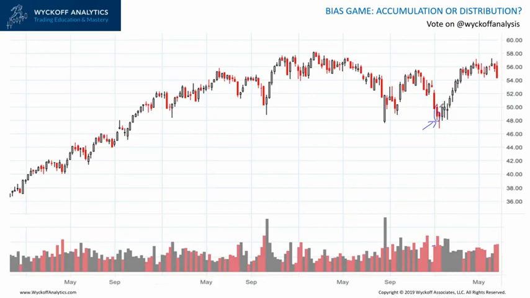let's look at this bar. Yeah, this bar right here has some kind of demand behind it because we had so much progress to the downside, and then we have a diminishing spread on increased effort. So effort is increasing, and yet result to the downside is decreasing. That's bullish. That suggests demand presence.